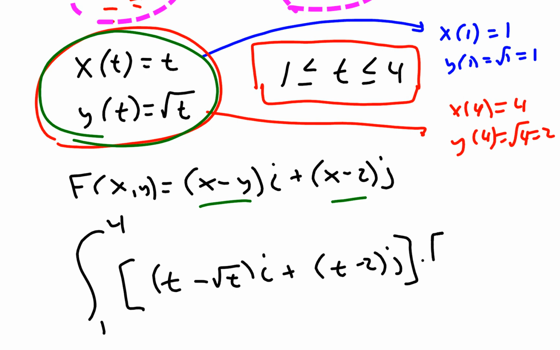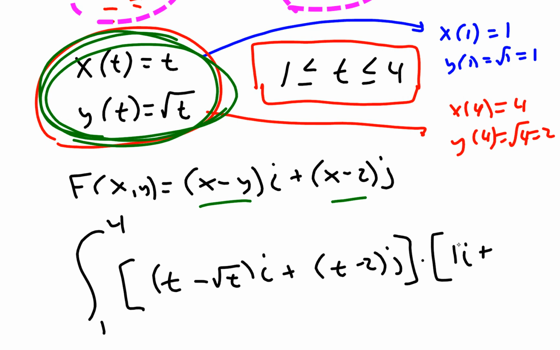And then we have to multiply this by r prime of t. Well, the derivative of, we look up here again, I'm circling it in green, the derivative of x of t equals t is simply 1. So that's going to be 1i plus, and the derivative of square root of t is, however you want to write it, 1 over 2 square root of t times j, dt.